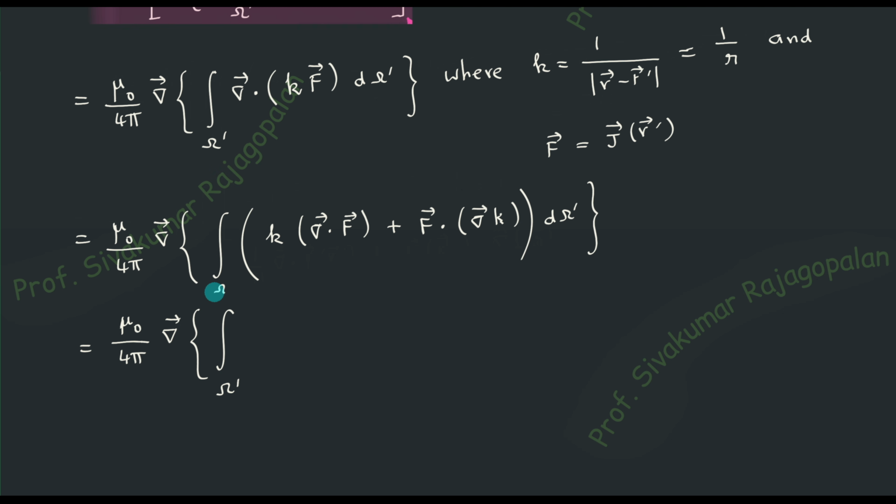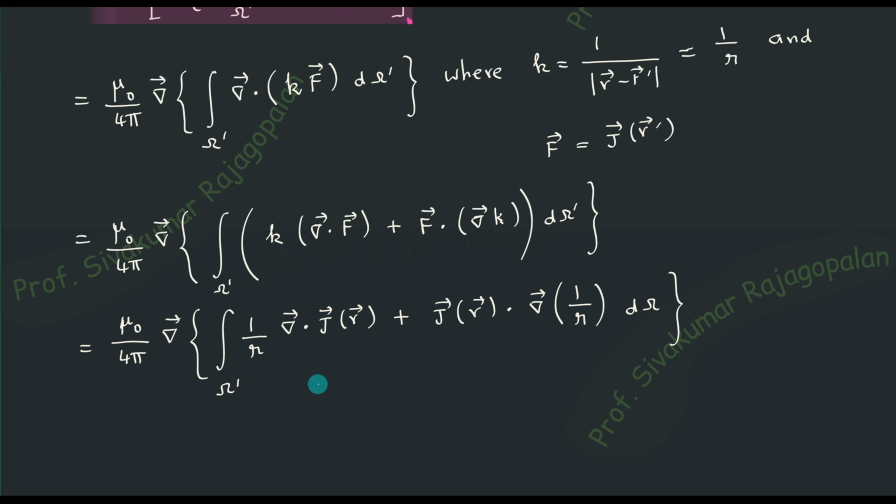And the integral is over omega prime, that was missing. So let us finish it. And then k is 1 by r, and capital F is capital J. J is a function of r prime, that you should remember. R prime. Okay, so J means r prime. And then of course k is once again that.